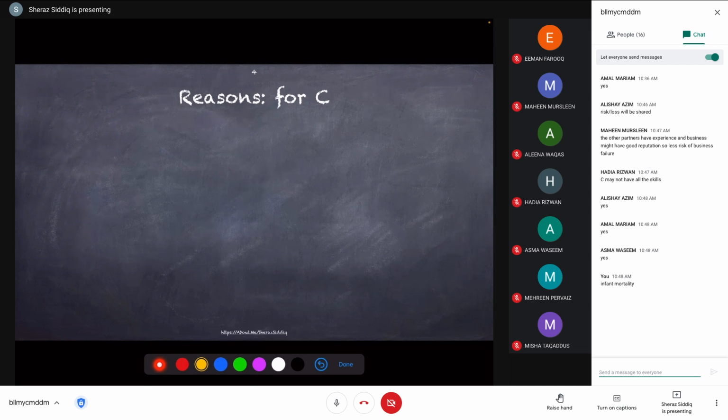forcing C to be a part of an already existing running establishment, क्योंकि वो ऑलरेडी एक गोइंग कंसर्न बन चुकी है और किसी को खुद से वो रिस्क नहीं लेना पड़ेगा जो कि अदरवाइज एक न्यू बिजनेस फ्रॉम स्क्रैच शुरू करने के लिए उसको लेना पड़ेगा. So this is what the answers Alicia and Maheen and Hadia have mentioned.